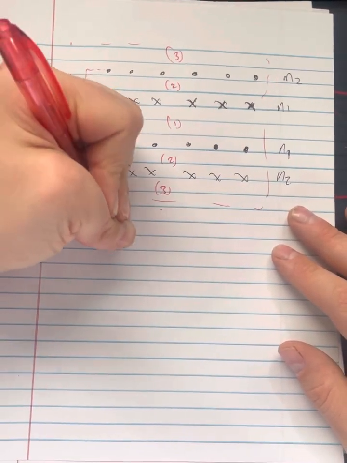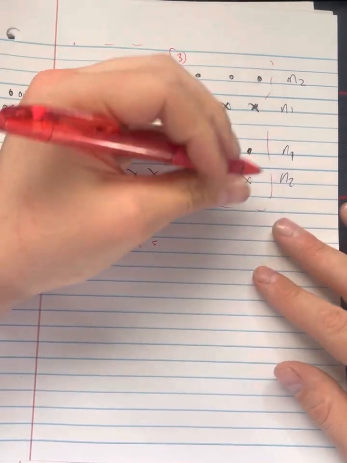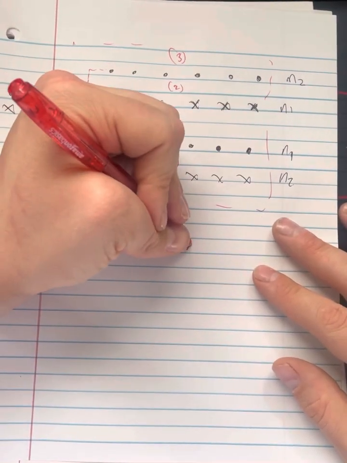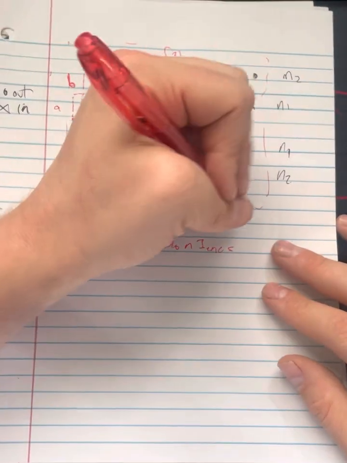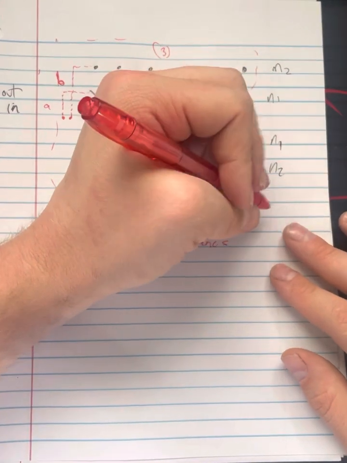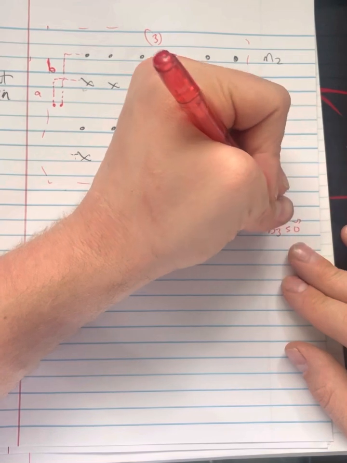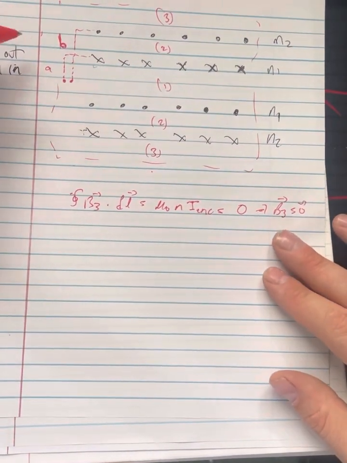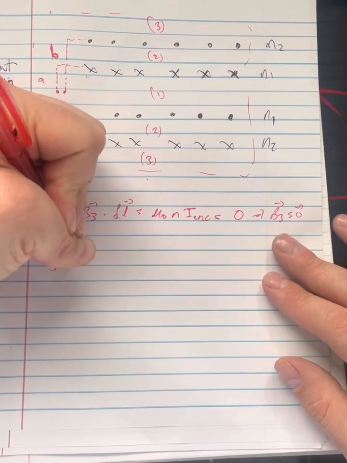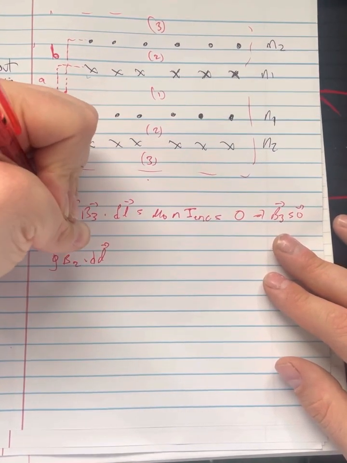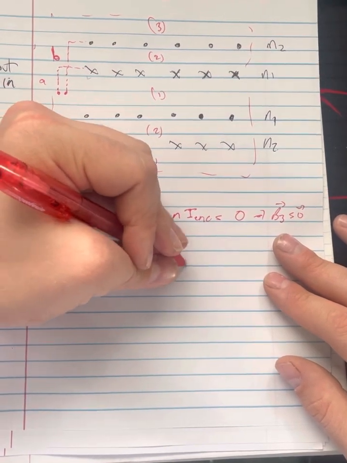For B3, the closed loop integral of B dot dl is equal to mu naught N I enclosed. But as stated earlier, the current enclosed is equal to 0, so that means B3 is equal to 0. For region 2, the closed loop integral of B dot dl is equal to mu naught N I enclosed.